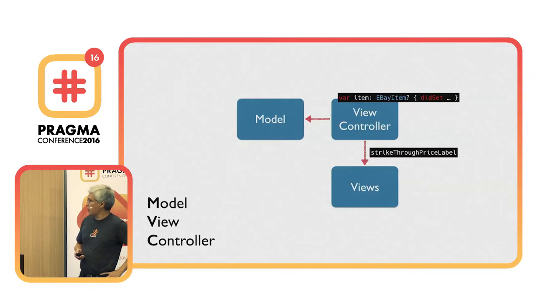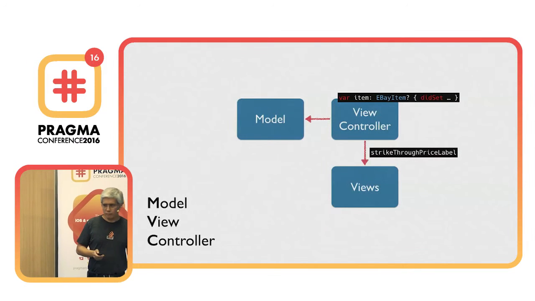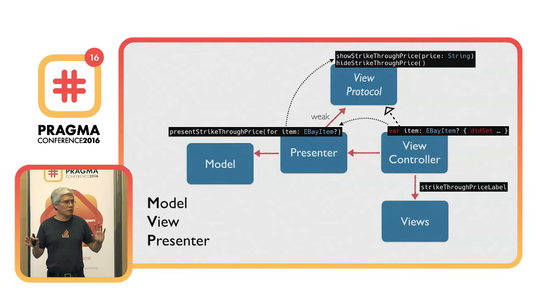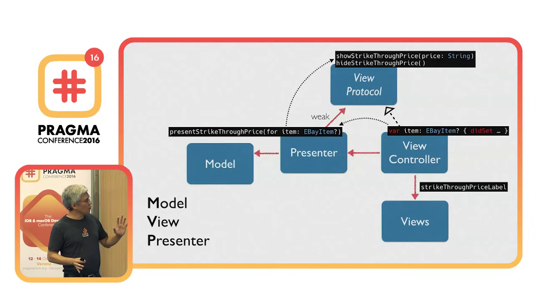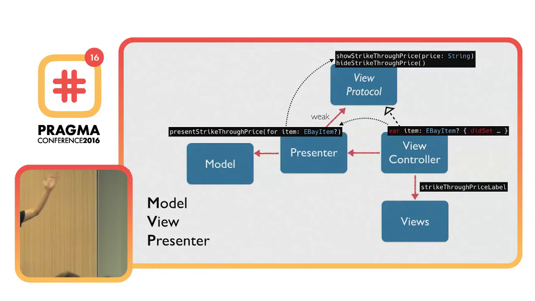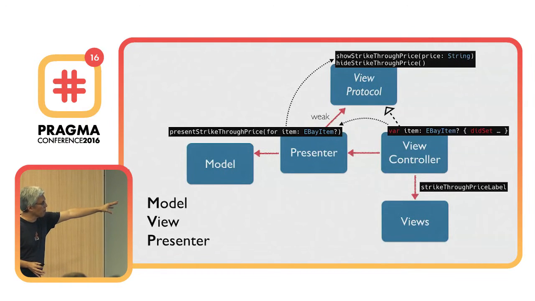So, here's where we started. Just a view controller with a did set that's talking to the strike-through price label. Here is where we ended. Now this may look a little more complicated. It is. But what has happened is now the did set talks to the presenter. It still takes, you notice the did set in the view controller is still taking the item, the eBay item. That has not changed. Very curious.